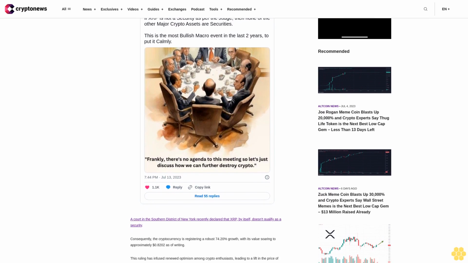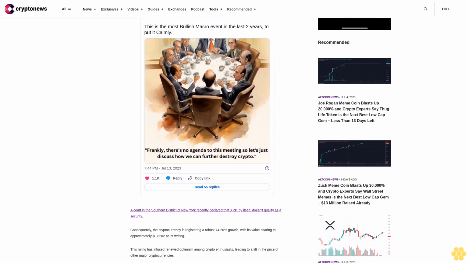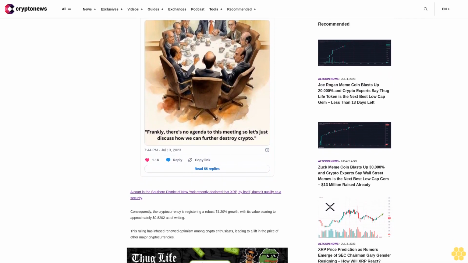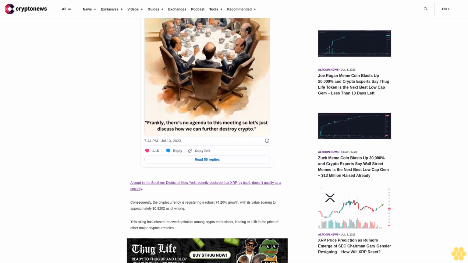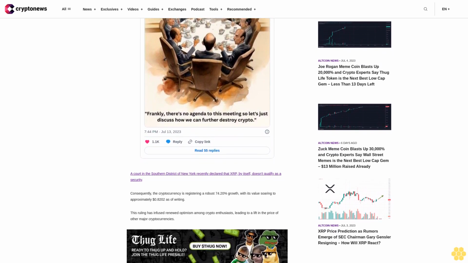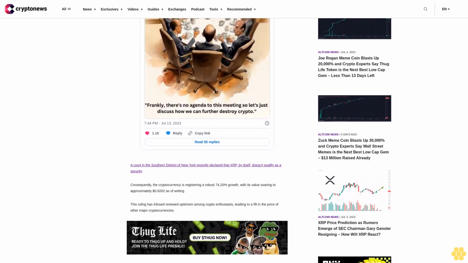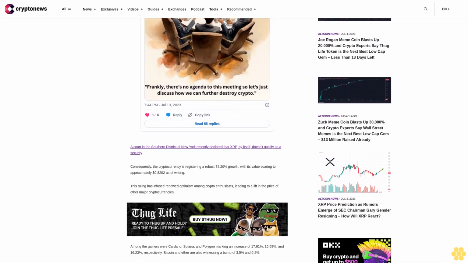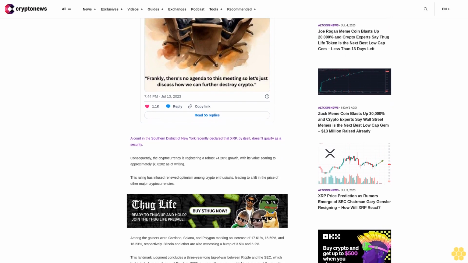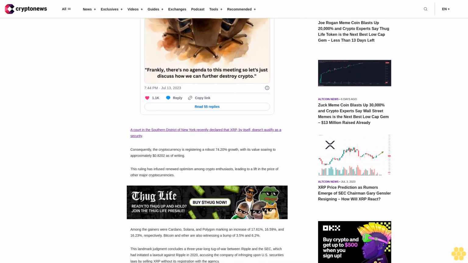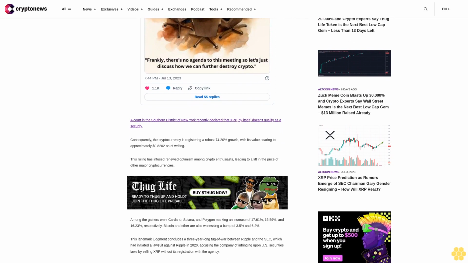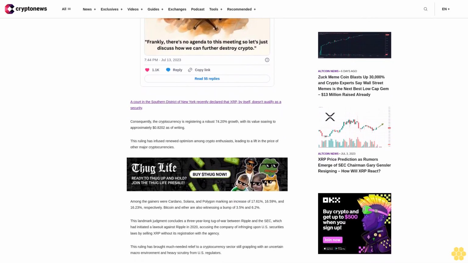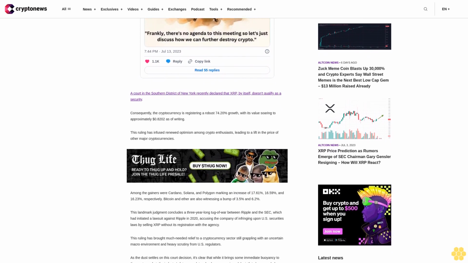This landmark judgment concludes a three-year-long tug-of-war between Ripple and the SEC, which had initiated a lawsuit against Ripple in 2020, accusing the company of infringing upon U.S. securities laws by selling XRP without its registration with the agency. This ruling has brought much-needed relief to a cryptocurrency sector still grappling with an uncertain macro environment and heavy scrutiny from U.S. regulators. As the dust settles on this court decision, it's clear that while it brings some immediate buoyancy to the crypto market, the industry's future regulatory landscape remains a labyrinth to be unraveled.